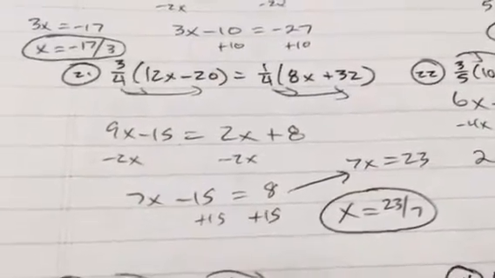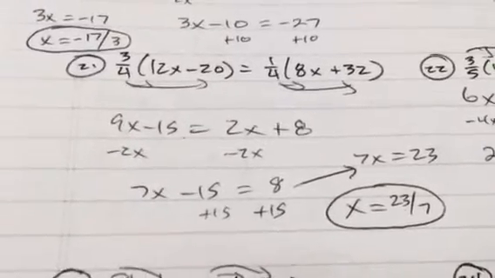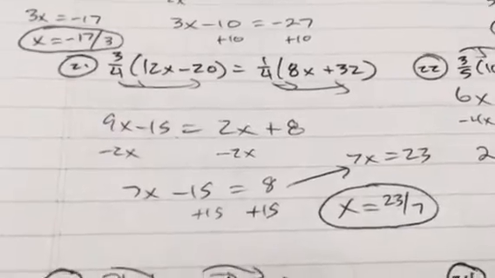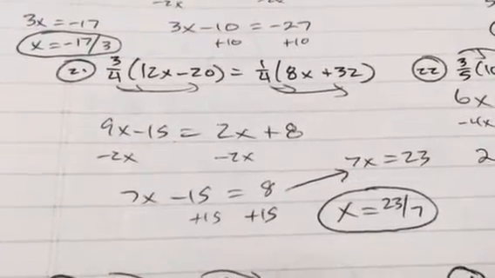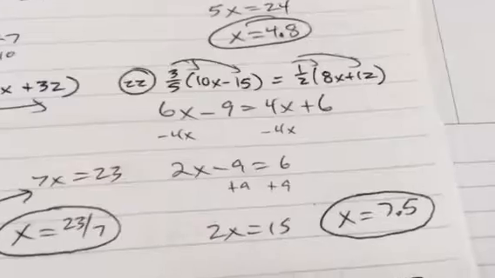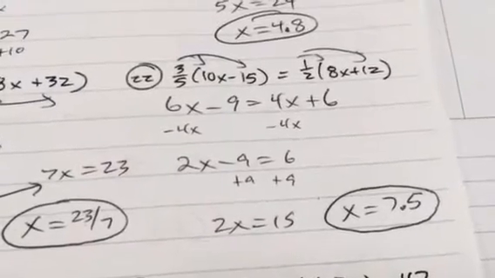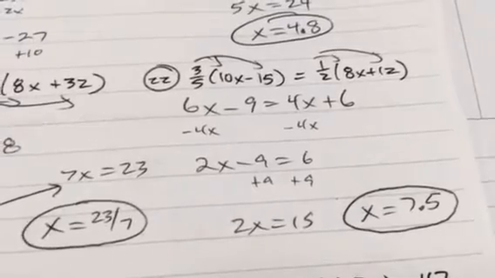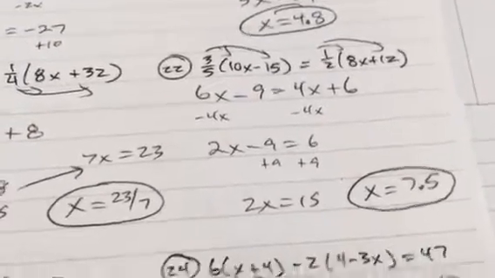Now we have talked about 21. I helped you out with that one yesterday. Just distribute, subtract 2x from both sides. Then you're going to add 15. You get 23 over 7. You can pause this whenever you need to. This one here, distribute the 3/5 and the 1/2. Subtract 4 from both sides. Add 5. Divide by 2.